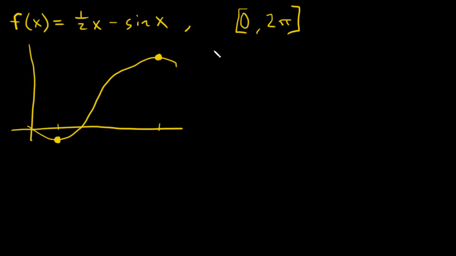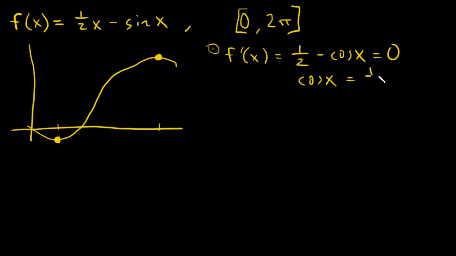So find the critical numbers. That one, f prime of x is equal to 1/2, and then the derivative of negative sine x is negative cosine x. And so now I set that equal to 0. And that gives me cosine x equals 1/2. Well, what do you know? It's another trig. So here we go.